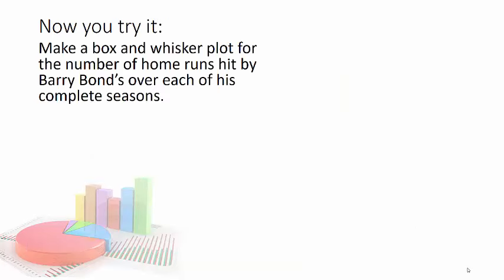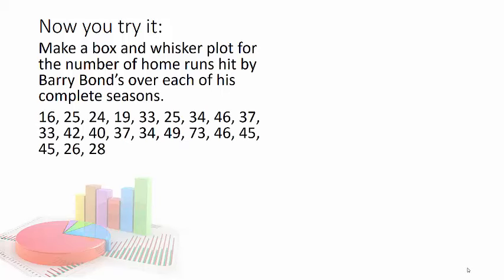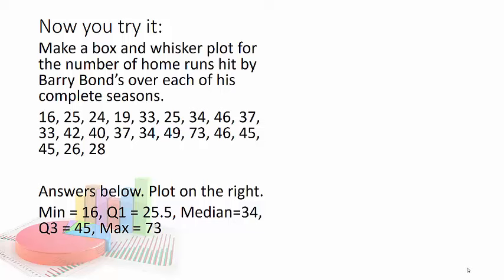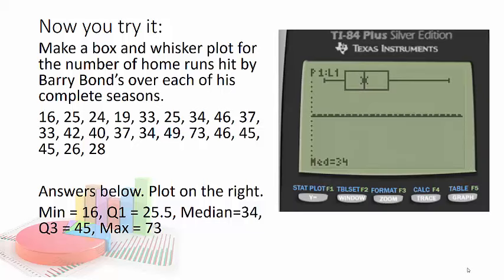Now you can go ahead and try it. Make a box and whisker plot for the number of home runs hit by Barry Bonds over each of his complete seasons. And here are the numbers, and here are the answers after you do the calculations. You should find out the min is 16, Q1 is 25.5, the median is 34, Q3 is 45, and the max is 73. By the way, your calculator is very good at creating box and whisker plots.